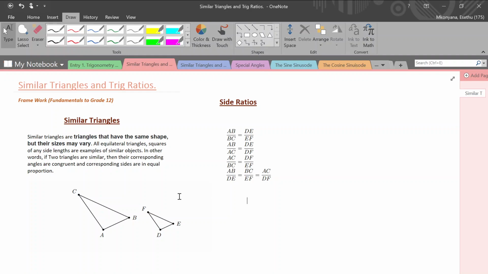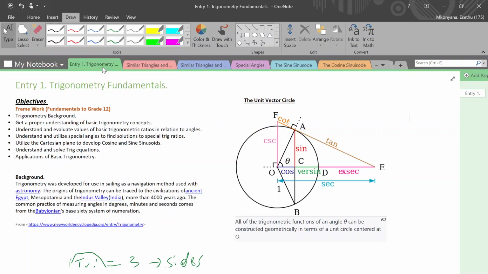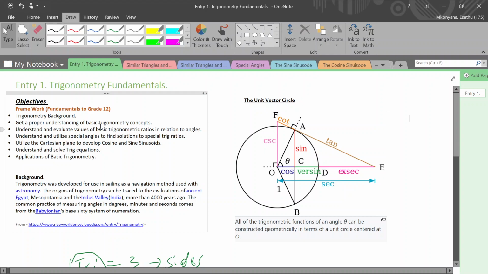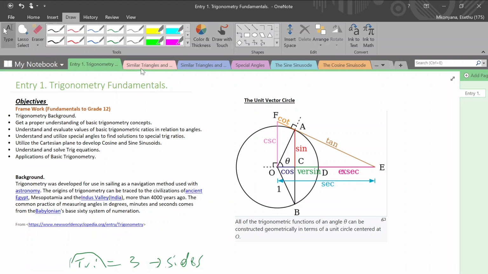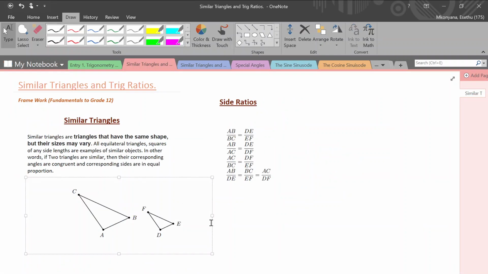So now that you have an idea of the background and fundamentals of trigonometry, the second objective that I want to look at is getting a proper understanding of the basic concepts. So we are going to try and derive almost everything from first principles.